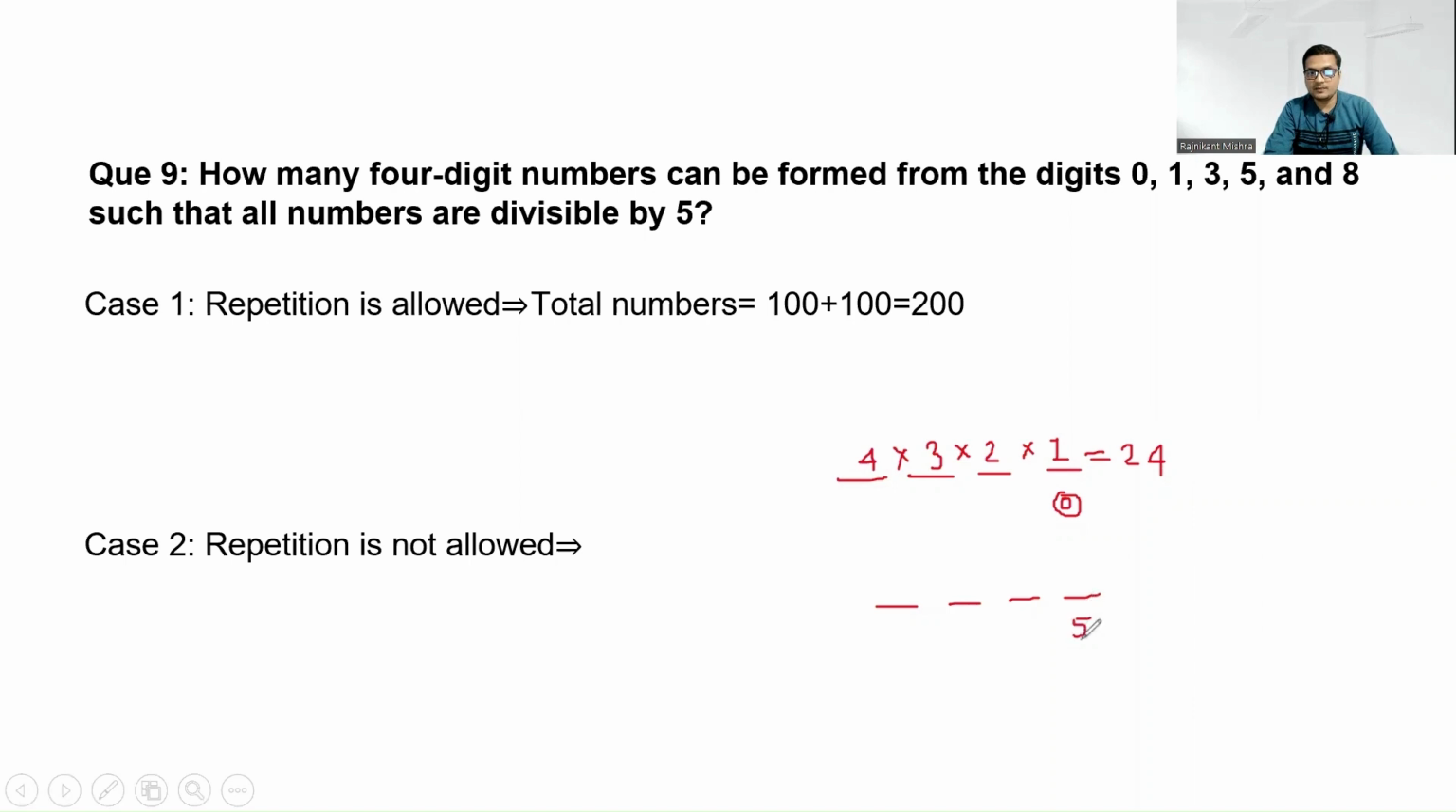If you put 5 at unit place, the number of choices is equal to 1. You cannot put 0 here, so the remaining choices are 1, 3 and 8, which is equal to 3. For second position, 2 choices out of 5 are removed, the remaining choices is equal to 3. For third place, 3 choices out of 5 are removed, so the remaining choices is equal to 2. 3 into 3 into 2 is equal to 18. Now add 24 and 18, the final answer is 42.